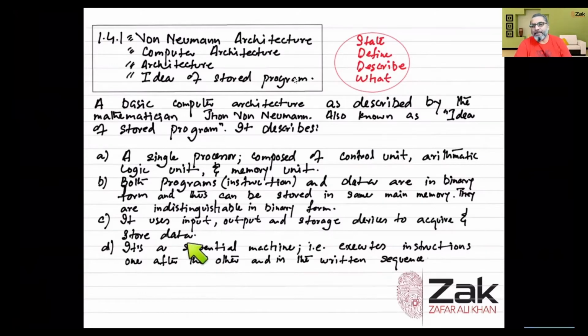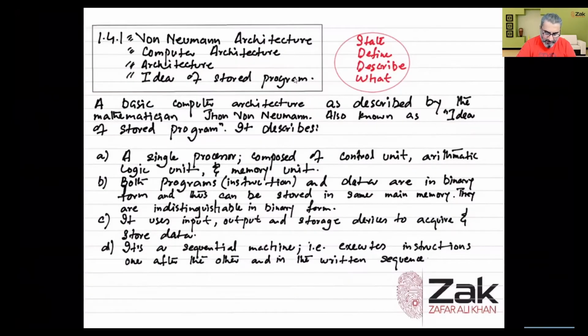It's a sequential machine. I told you that the PC increases itself by 1. For that nature, it is a sequential machine because it executes one instruction, then the next, then the next, and it goes on and on, unless you deliberately change the instruction address. But if you change the instruction address to another address in the PC, from that address onward it would go sequentially. So this is a sequential machine. That is, it executes instructions one after the other and in the written sequence.